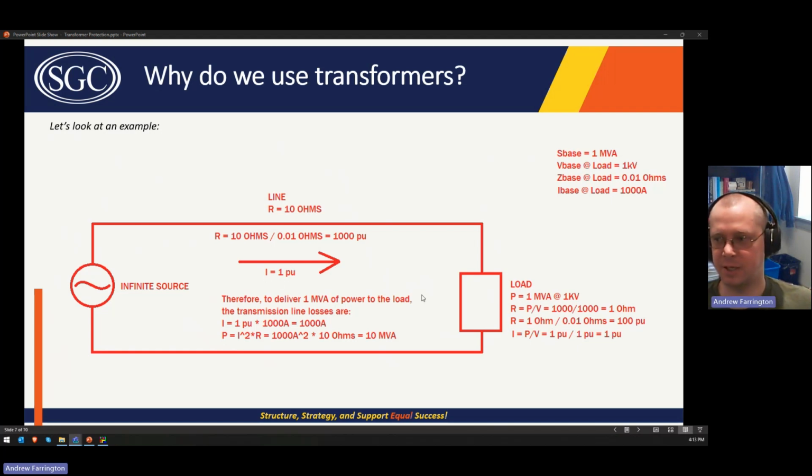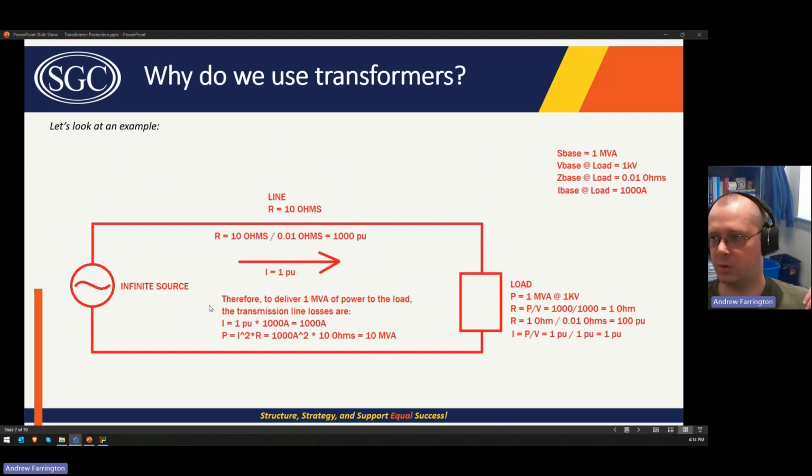The math is kind of clunky due to time. I went through this last year, but due to time, I'm probably going to just skip over this. But if you go through the math here, we're taking a very simple case where you have an infinite source and then a line with a resistance of 10 ohms and then a load rated for 1 kV that is drawing 1 MVA of power.